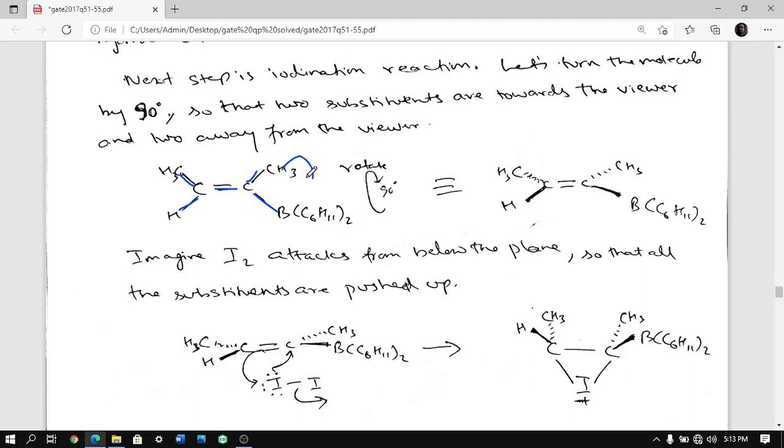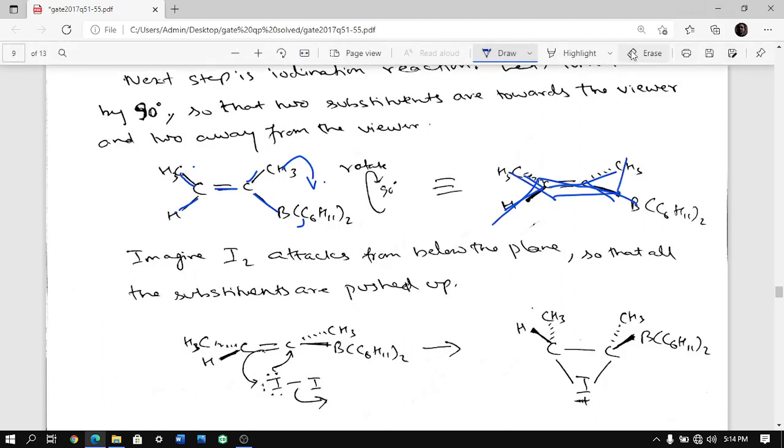If you rotate 90 degrees so that CH3 goes behind, this comes front, this goes behind, and H comes front, they are still exactly in plane. They are in one plane. Only thing is this part is towards the viewer and this part is away from the viewer. Okay. So you are getting this kind of system.